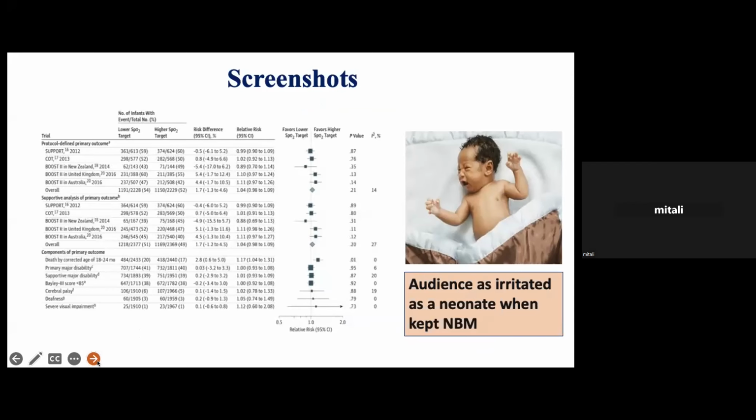The audience will get irritated when asked to interpret a screenshot like this, as irritated as newborns are when they are kept NBM. In screenshots, multiple columns will be there. However, only a few will be important enough for the audience to have a look and interpret. So the ones which are important should be highlighted and should be focused upon.